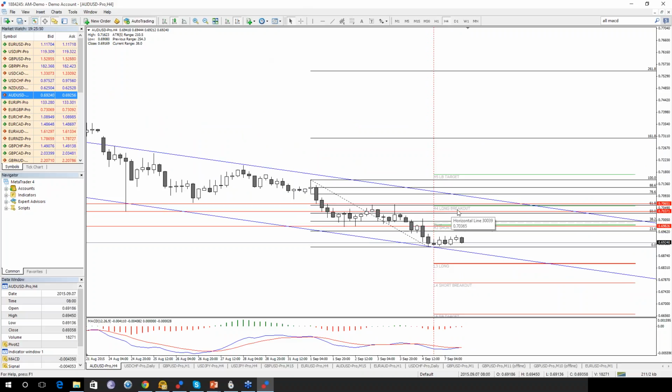At this point, H4, 61.8, equidistant channel top, roof pattern is another POC. If it rallies from this point to here, we can also enter here. But ultimately, it should stop here and proceed to the downside, okay? So there are a lot of things we can do with shorting Australian dollar.